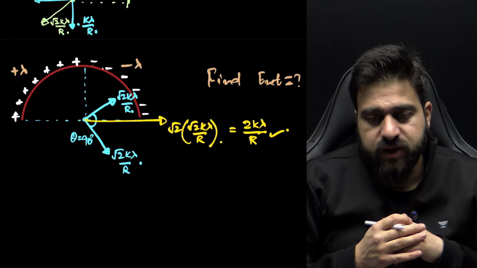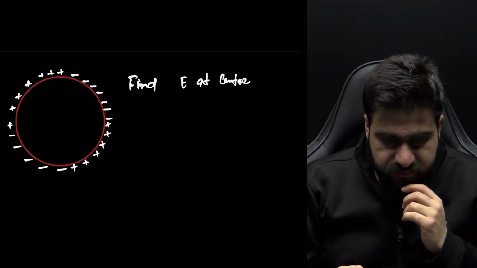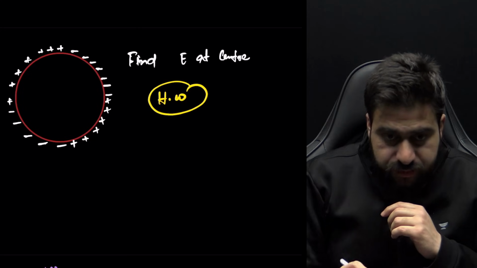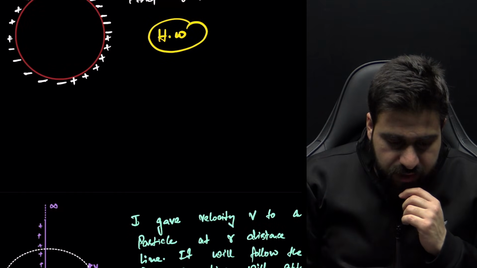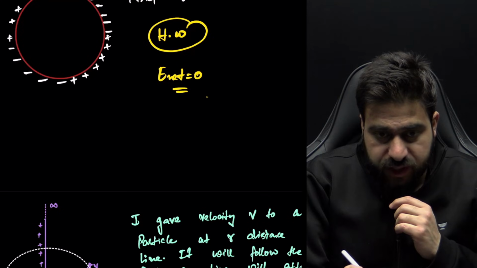This is going to be the resultant in this particular case. I believe this is crystal clear. This one is simple, this I'll give you as homework. Let's move on to the next one. And its answer is 0. Net electric field is 0. Please do check it from your end.